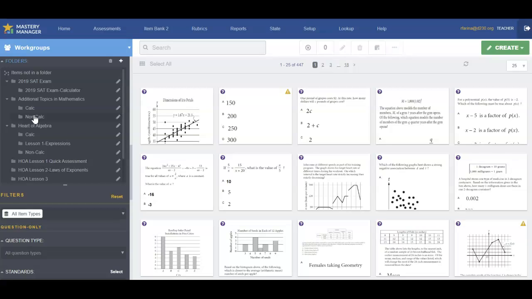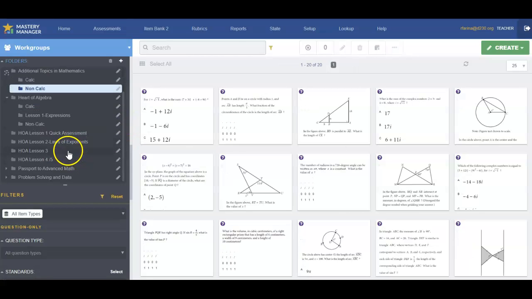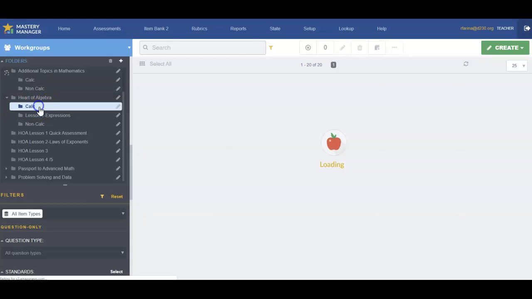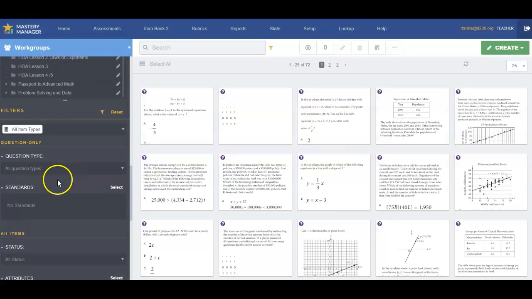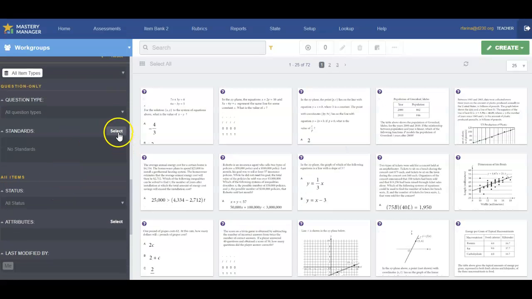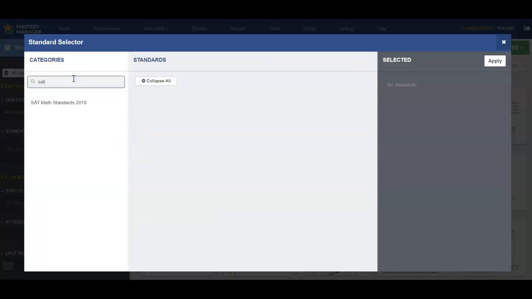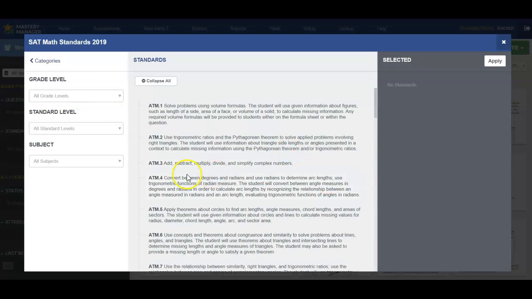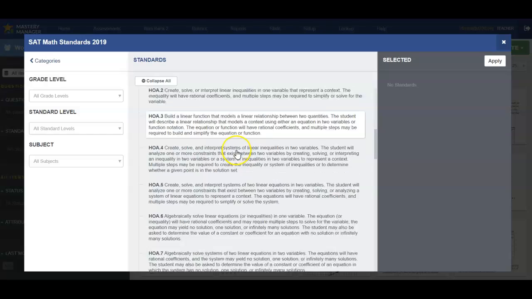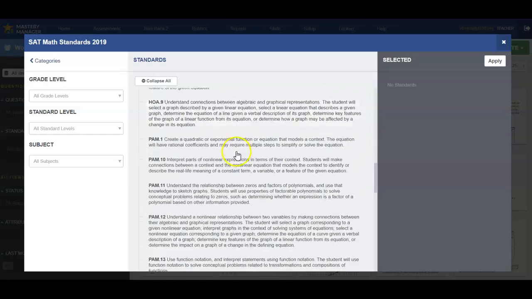But again, taking it a step further, how do we know what standard each question is linked to? If I want to create an assessment using the item bank, I attached every question to one of the standards within the domain. So when you're in heart of algebra and you want all the questions linked to the linear function standard, all a teacher has to do is click on standard, go to SAT Math Standards, and they can look. These are all of the standards that have been inserted into Mastery Manager.